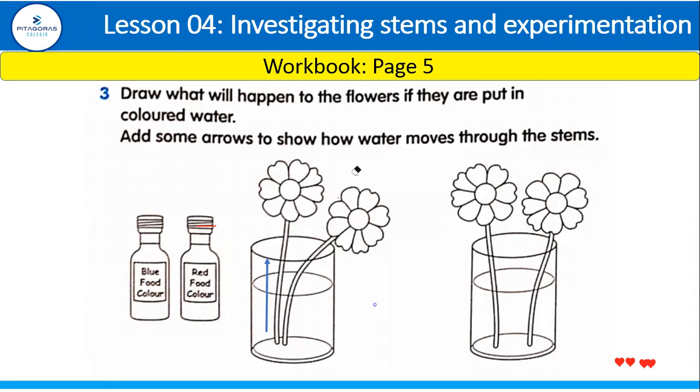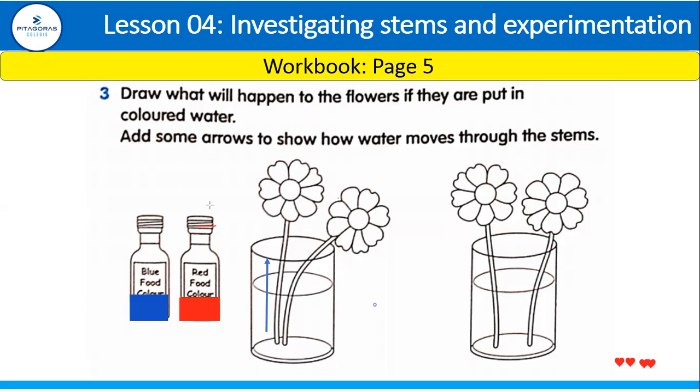Okay, so on page number 5, there is instruction number 3. Draw what will happen to the flowers if they are put in colored water. So here I have 2 colors. We have colorant red. I'm going to color the colorant red. Oh, this is not red. This is brown. Let's change, please. Red. Now it's red. And here we have the colorant blue.